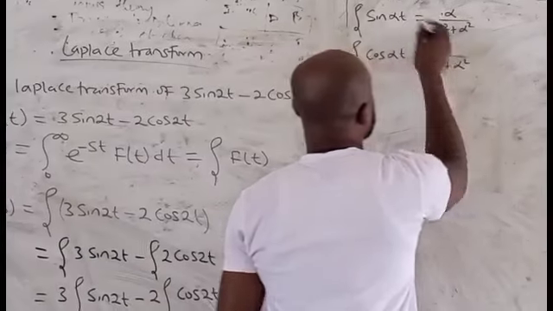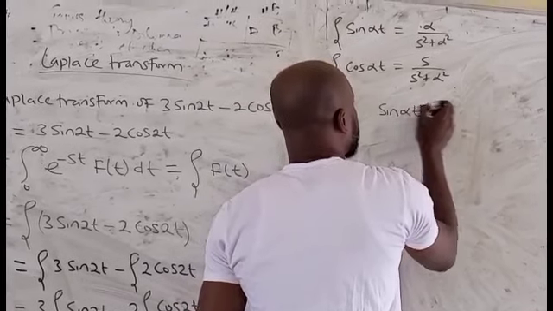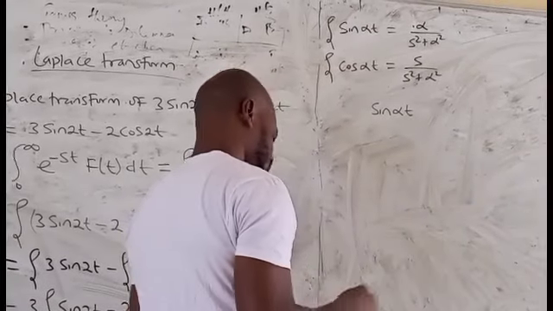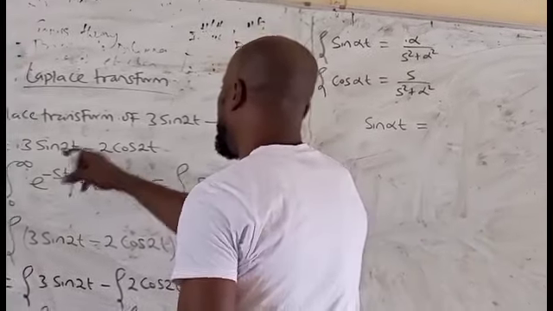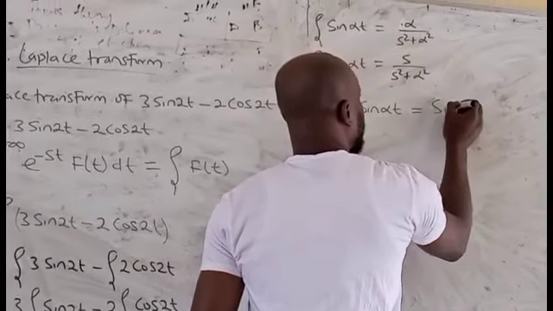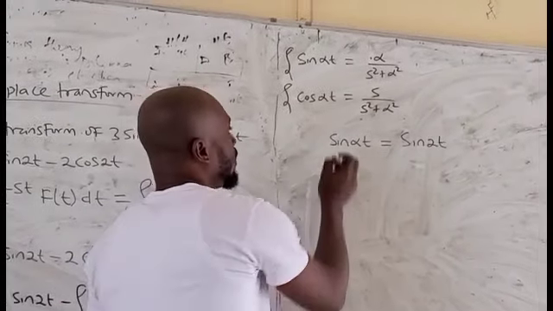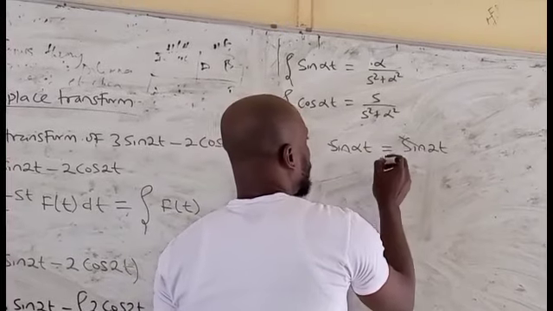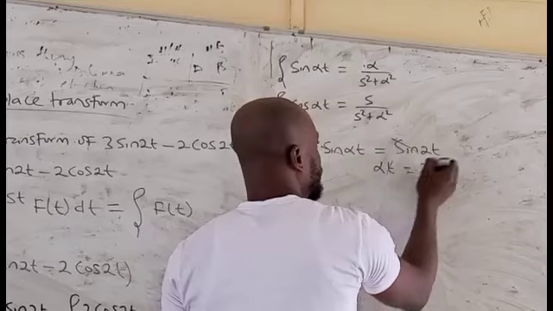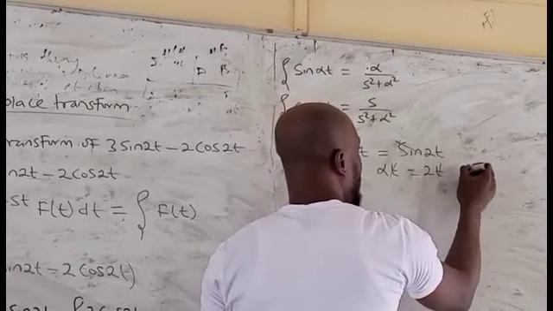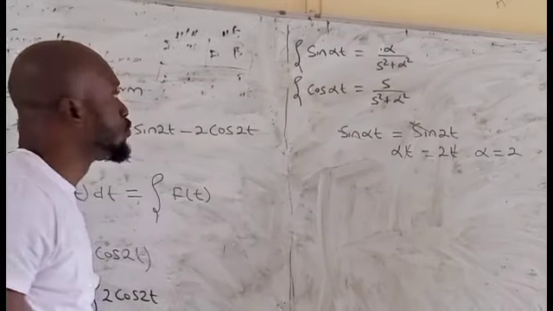So now if I compare my sine alpha t with sine 2t, this sine will cancel this sine. So you're going to have alpha t is equal to 2t, and this t is common, so it cancels. So at the end of the day, the value of alpha will give you 2.